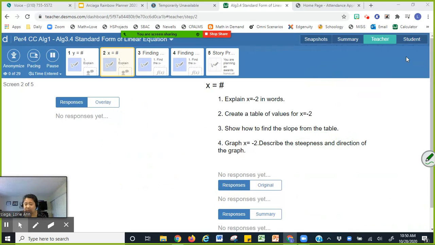All right, now let's move on to the second slide. So we will do the same thing. We're going to explain, make a table, find the slope, and then graph. But now it's not y equal to. This time we have x equal to. On your notebook, start with a new equation: x is equal to -2.